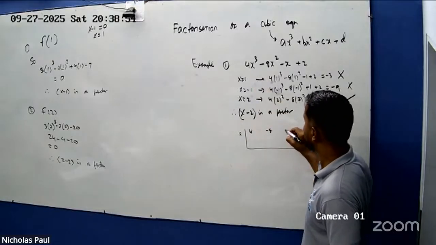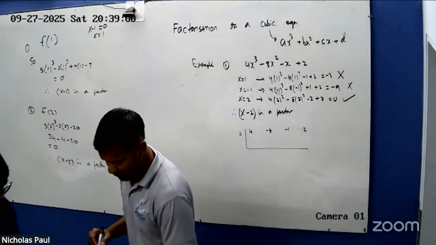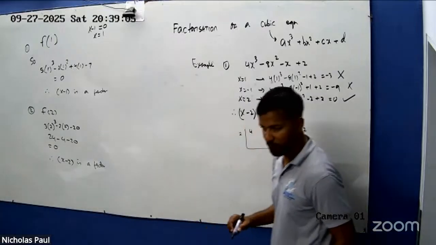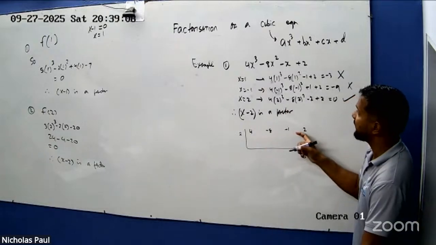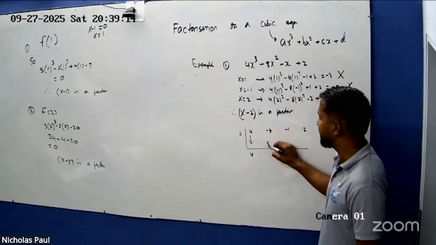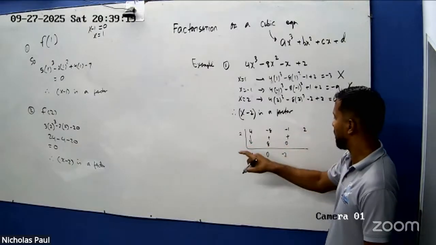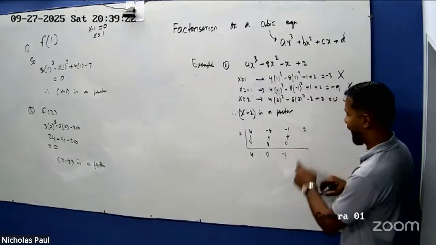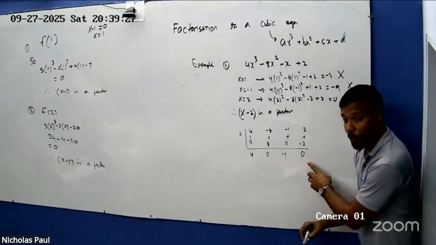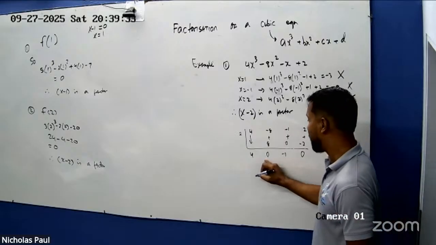4, minus 8, 0, minus 1, 2. Right? Bring down the 4. 2 times 4 is 8. Add, 0. 2 times 0 is 0. Add, -2... 2 times -1 is -2. When you add, you'll get 0. If you don't get 0 here, you did something wrong. That's okay? And now we have the quadratic.